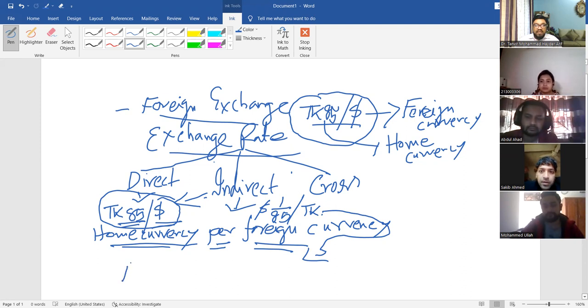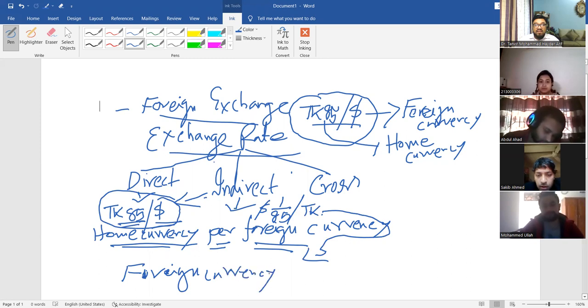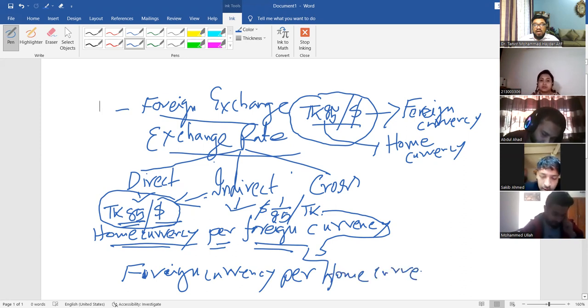What is it? It's just like this. One by 85. Just like foreign currency per home currency. So now we have learned how to determine the indirect exchange rate.